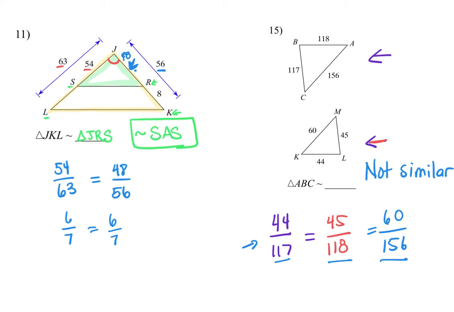I do not complete the similarity statement. I do not put side, side, side, because side, side, side would indicate that it actually meets the requirements of side, side, side. All right, so my whole answer for this one is just not similar. Those two triangles are not similar.